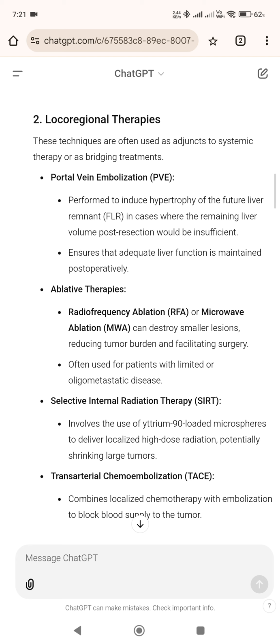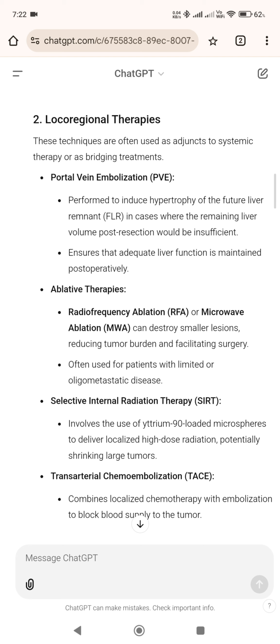Ablative therapies. Radiofrequency ablation, RFA, or microwave ablation, MWA, can destroy smaller lesions, reducing tumor burden and facilitating surgery. Often used for patients with limited or oligometastatic disease. Selective internal radiation therapy, SIRT, involves the use of yttrium-90 loaded microspheres to deliver localized high-dose radiation, potentially shrinking large tumors. Transarterial chemoembolization, TACE, combines localized chemotherapy with embolization to block blood supply to the tumor.